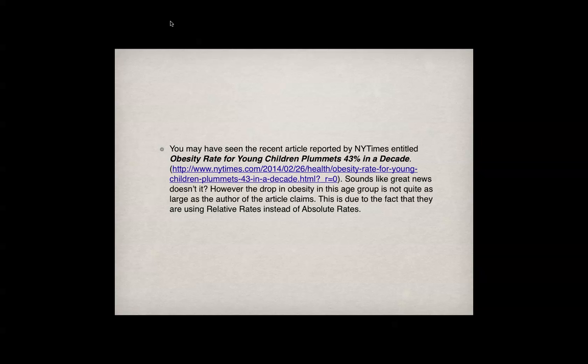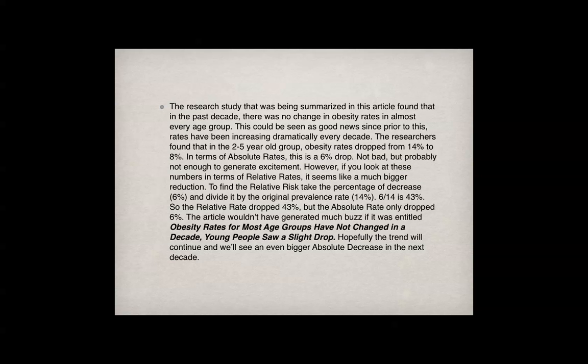What they found really overall is that if you look at all the information that they collected, the obesity rate in almost every single group remained exactly the same, which is pretty much good news because it had been significantly increasing for every decade prior to that. So at least it seems to have leveled off. In one group, in the 2 to 5 year old age group, the obesity rate dropped slightly from 14% to 8%. So in terms of absolute rates, that's a 6% drop. So that's not bad. But it's one group, 2 to 5 year olds, who they probably shouldn't be obese anyway. But it's not enough to really get people excited.